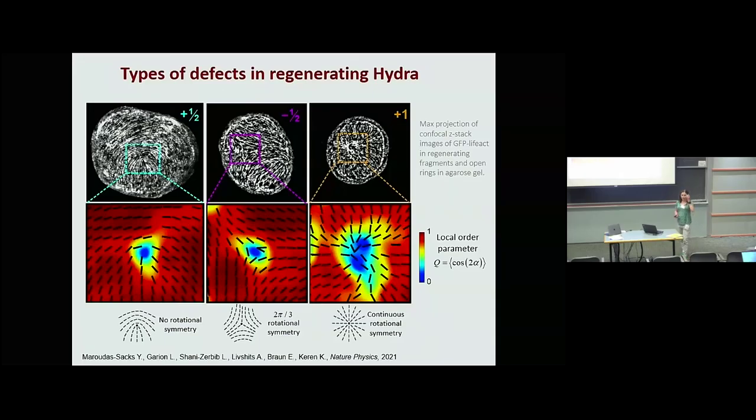Above, you're seeing images of the actin fibers in regenerating hydrospheroids, and below is the quantification extracted from these images. The black lines represent the orientation of the fibers, and the color is the nematic order parameter.